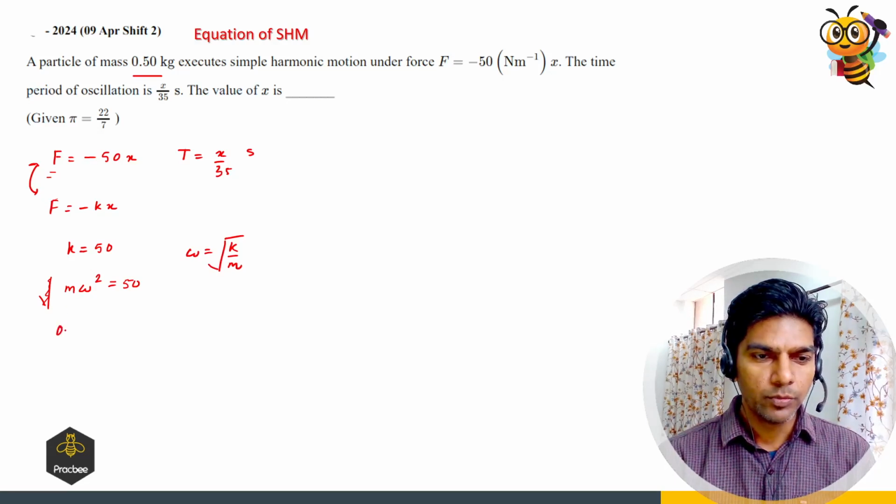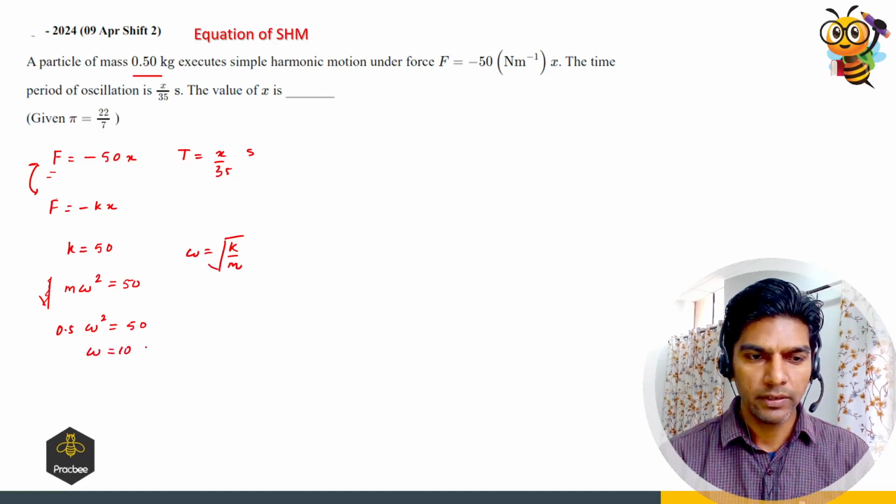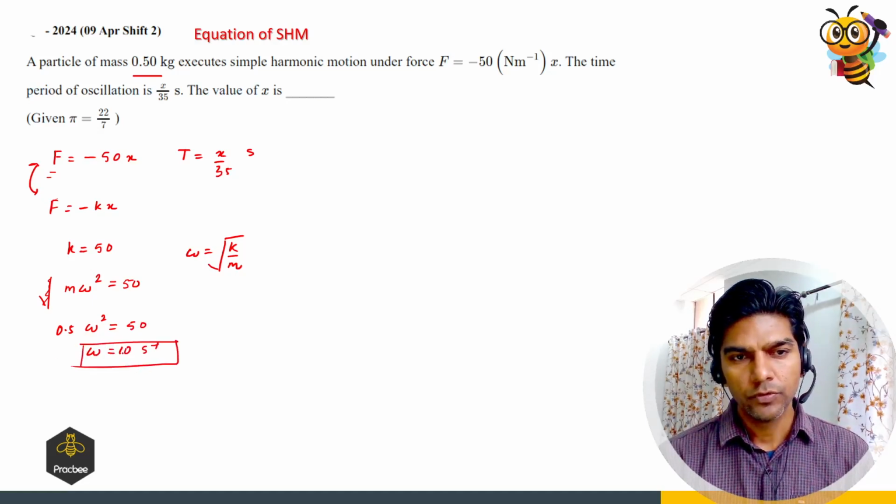So mass is given as 0.5, and omega we can calculate from this equation. So this comes out to be 10. So omega will be 10 second inverse. Now from omega we can find the time period. So time period will be 2 pi by omega. So 2 pi by 10 will be the time period.